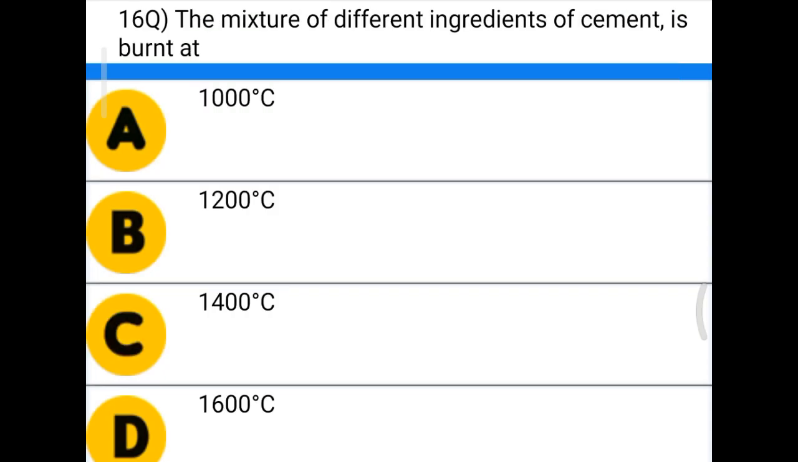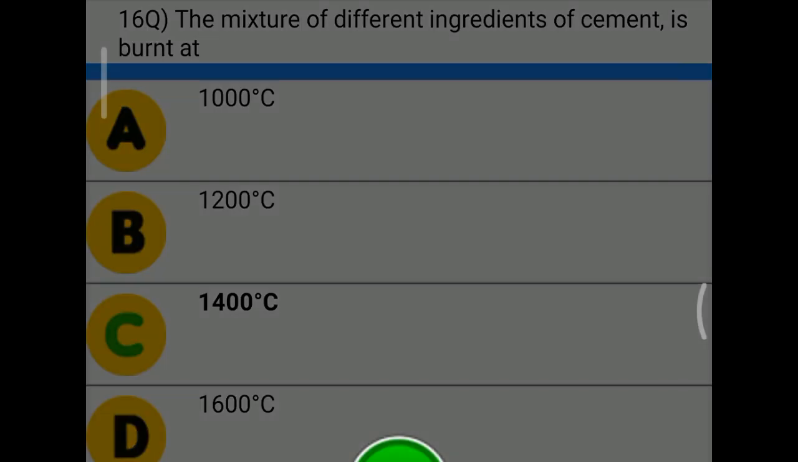Next question, the mixture of different ingredients of cement is burned at option A, 1000 degrees Celsius, option B, 1200 degrees Celsius, option C, 1400 degrees Celsius, option D, 1600 degrees Celsius. So the correct answer is option C, 1400 degrees Celsius.